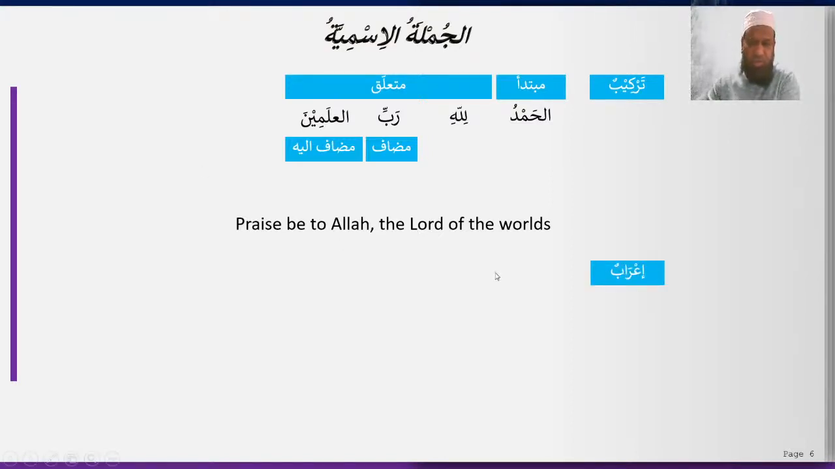Oops, where's it gone? Okay, maybe it'll come after. So the translation is, praise be to Allah, the Lord of the worlds. So remember, when we see the word Rabb, everything comes in it. The one who looks after us day and night, the one who provides us with everything day and night, the one who is overlooking us throughout our life. That is Rabb.